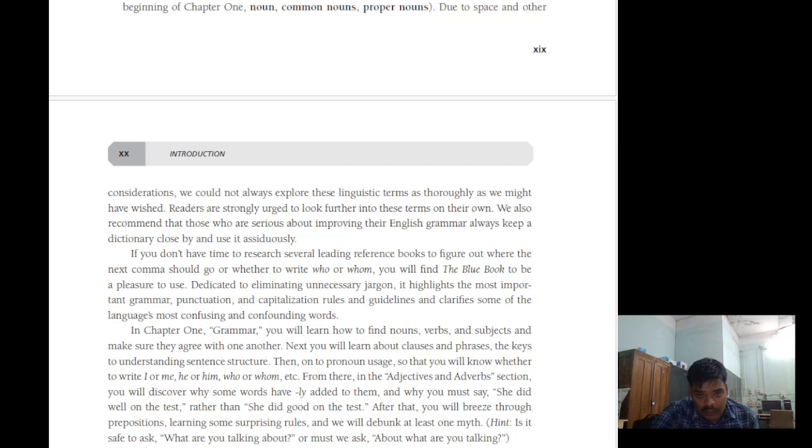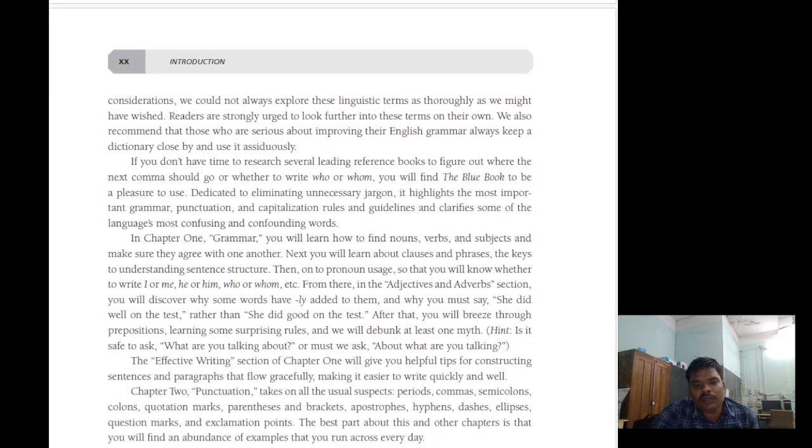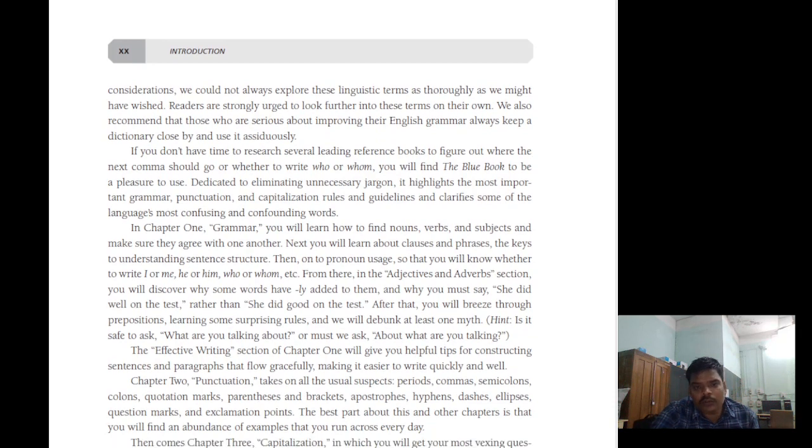Dedicated to eliminating unnecessary jargon, it highlights the most important grammar, punctuation, and capitalization rules and guidelines and clarifies some of the language's most confusing and confounding words. In chapter 1, Grammar, you will learn how to find nouns, verbs, and subjects and make sure they agree with one another. Next, you will learn about clauses and phrases, the key to understanding sentence structure.